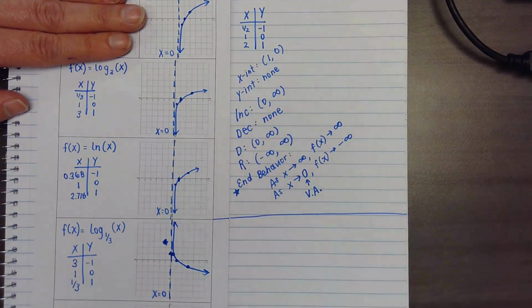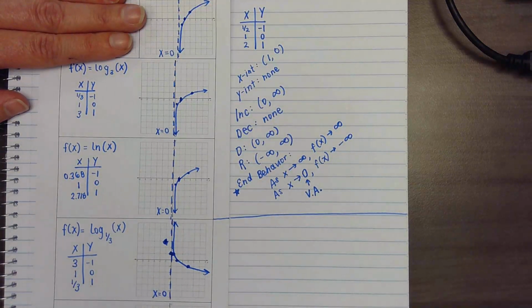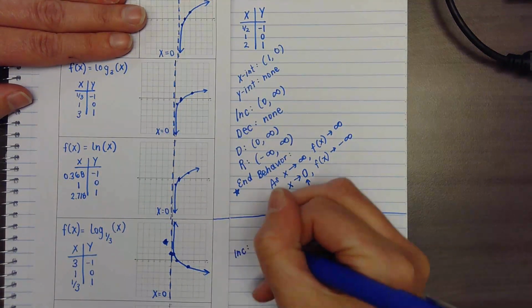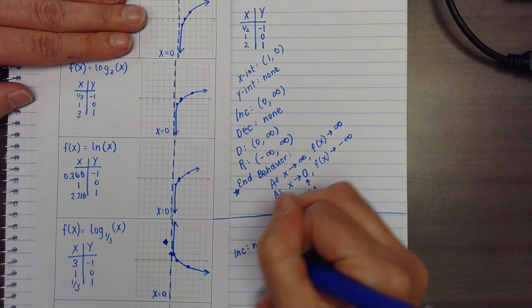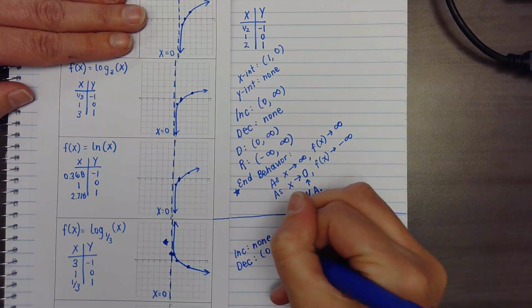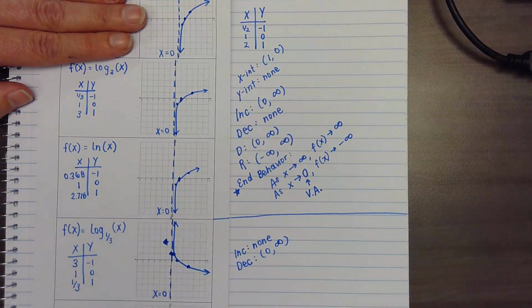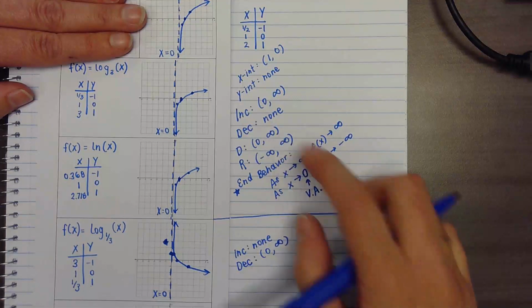So this function is decreasing over time, this log function. So my increasing interval would be none. My decreasing interval would be from 0 to infinity. It starts decreasing at the asymptote and continues decreasing. My domain and range would be the same as above.